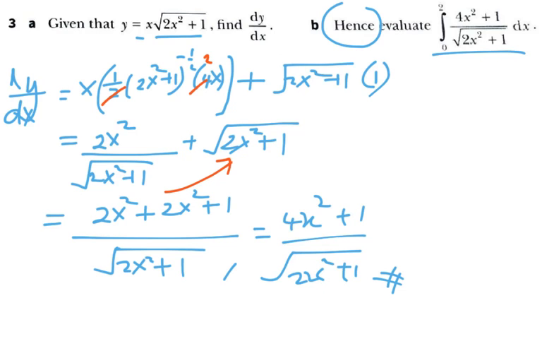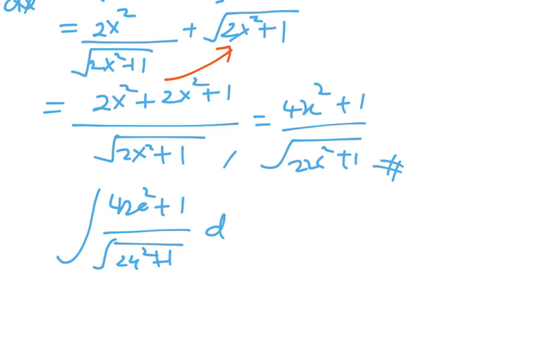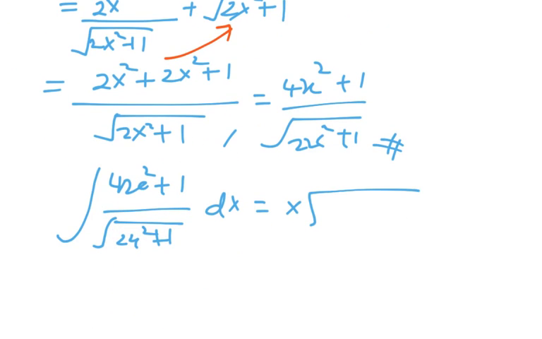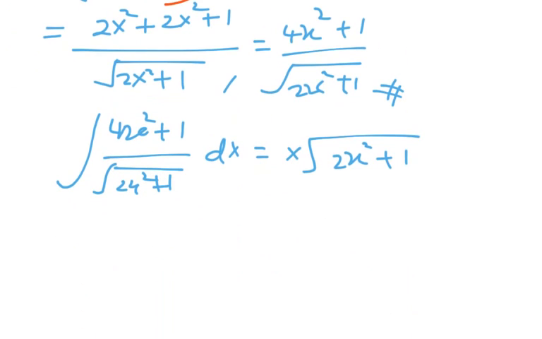So, we know that the integration of (4x² + 1) over the square root of 2x² + 1 dx is going to give us this: x√(2x² + 1). Hence, put in the limits of 0 and 2, and you will be able to get the integral with the limits of 0 to 2.